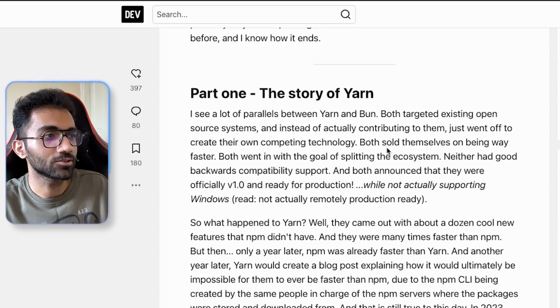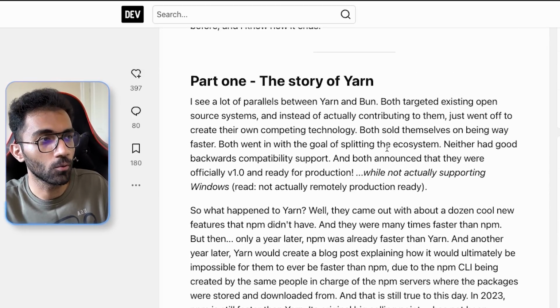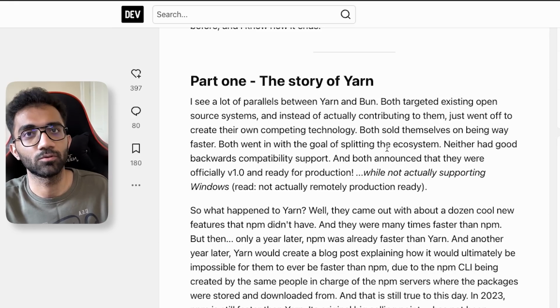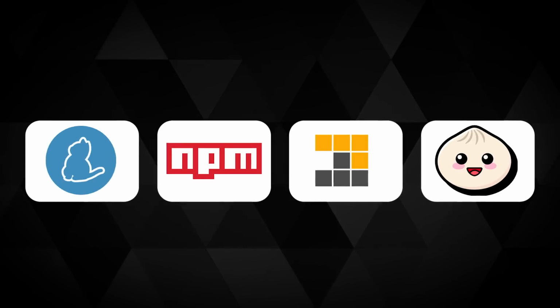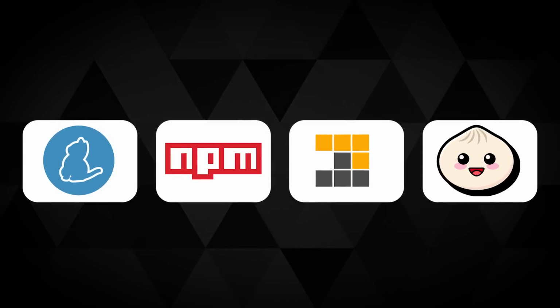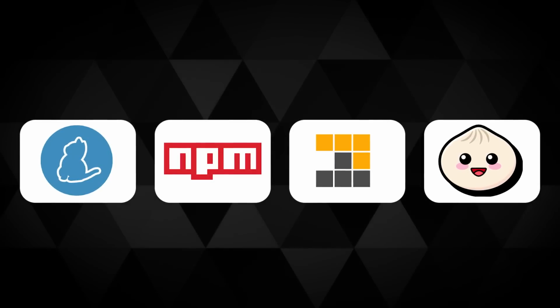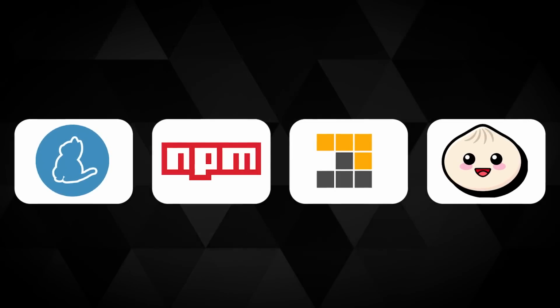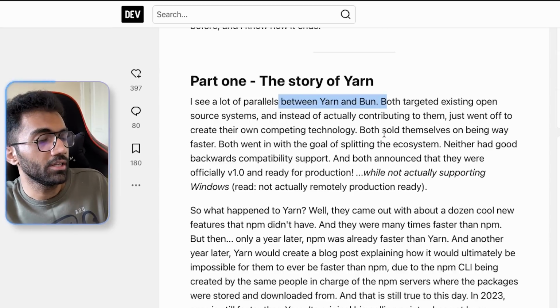Okay. So the story of Yarn. For all of you who don't know what Yarn is, it's a package manager. NPM is, of course, abbreviated as many things, but one of the abbreviations is Node Package Manager. Yarn is one, and PNPM is also one. Bun is one now, because Bun is like a collection of all these tooling.